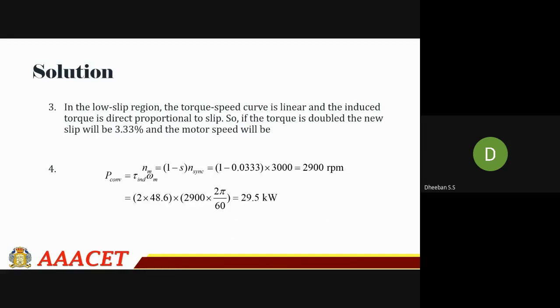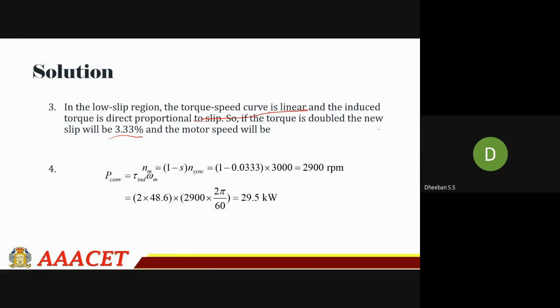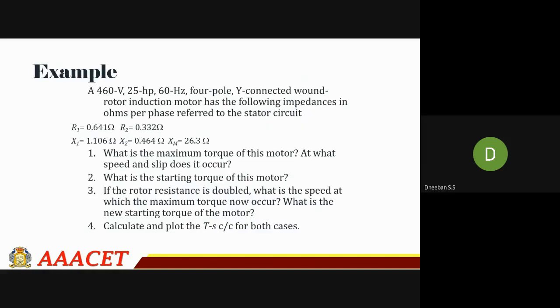In the low slip region, the torque speed curve is linear, and the induced torque is directly proportional to the slip. So if the torque is doubled, the new slip value will be 3.33%. How are you getting this 3.33%? This value is just doubled to get your 3.33%. Now we have to find the power at the doubled torque. The rotor speed NM, the mechanical speed, is equal to 1 minus the slip value times the synchronous speed. Then power can be found as the induced torque into your omega m. So this is with respect to one problem.